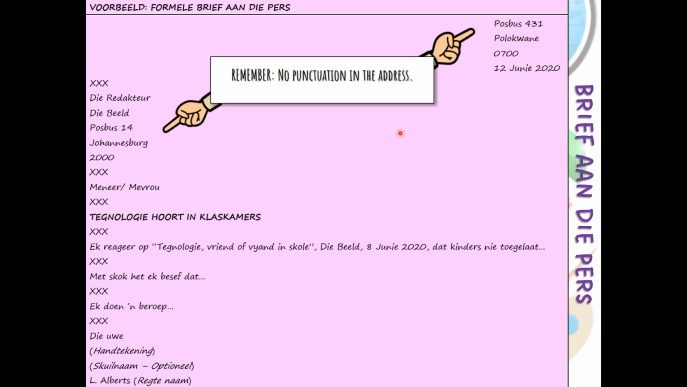Your friendly letter, what's the difference? A friendly letter does not have this address here. You do not have to say geachte. You can say lieve. You do not have a subject line at all in a friendly letter, and you do not have to end it off with die Iwe. You can say jou vriend, jou vriendin, jou dochter, jou suster, whatever you want, and then your name at the bottom. No signature and no pseudonym.